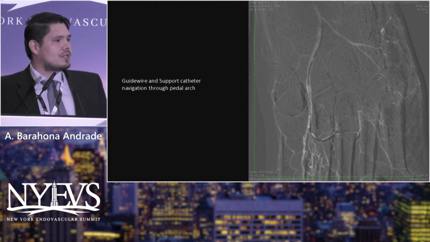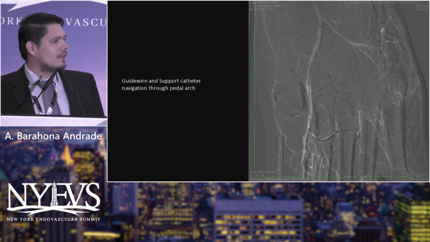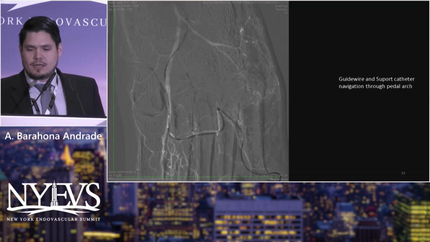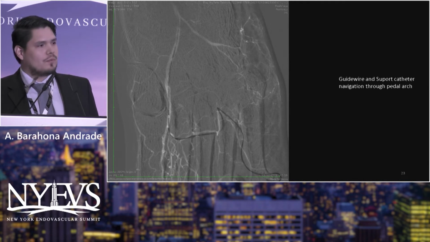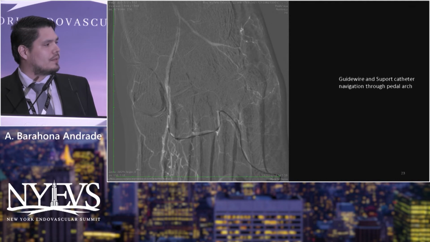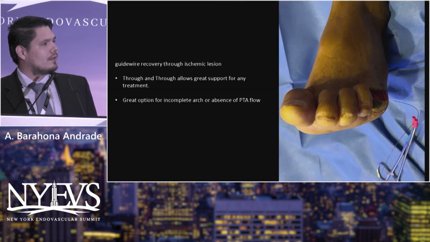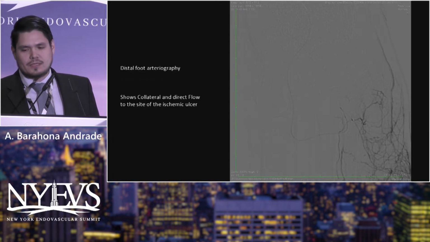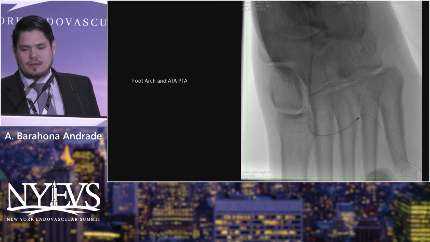We changed the platform to a 0.14 guide wire and support catheter, and we tried to navigate through the pedal arch. After navigating and advancing a 0.14 support catheter to the pedal arch, we managed to get out our guide wire through the ischemic lesion, and we clamped it with a vascular clamp, a mosquito clamp. That gave us support to give a treatment to this vascular bed. This is our treatment in the pedal arch.